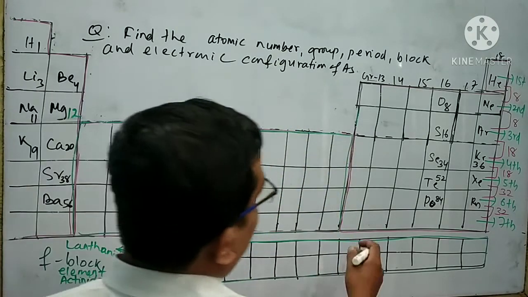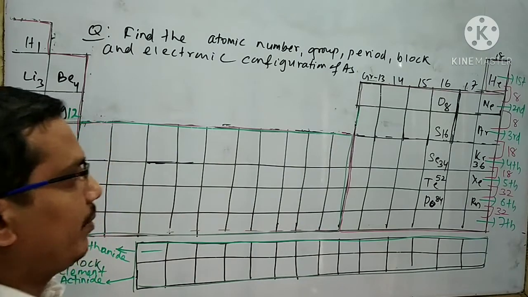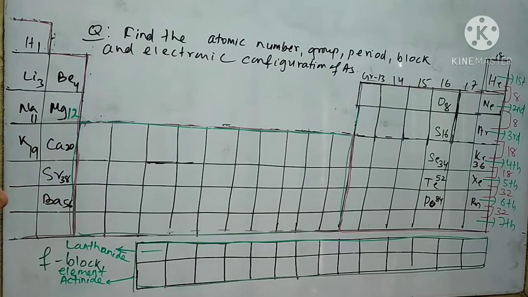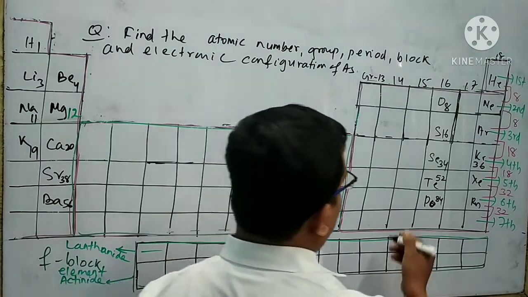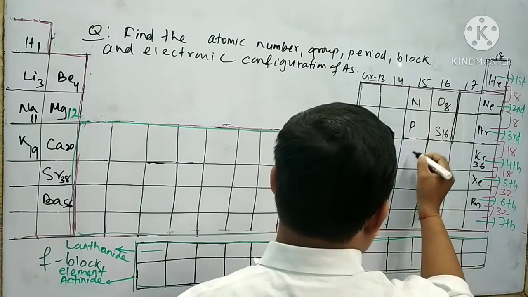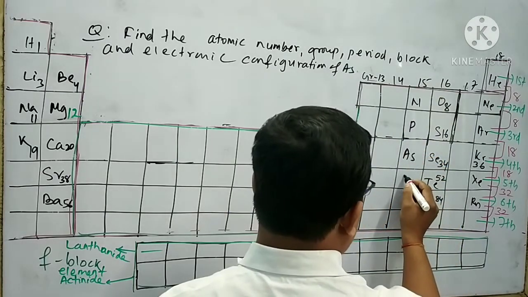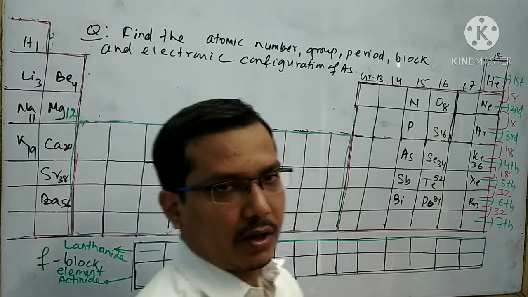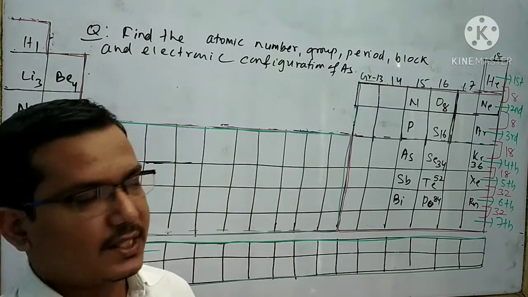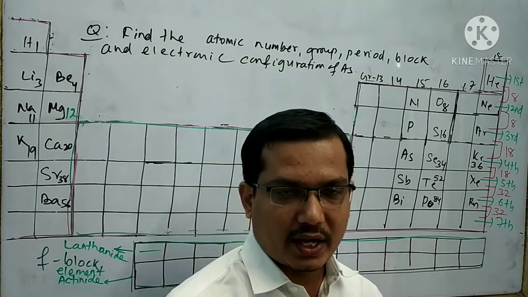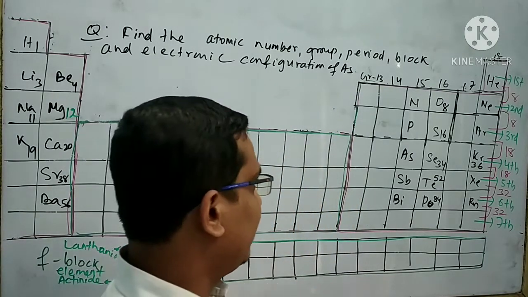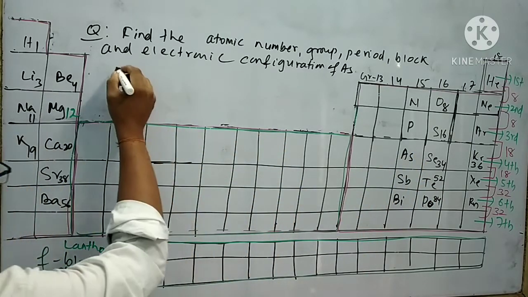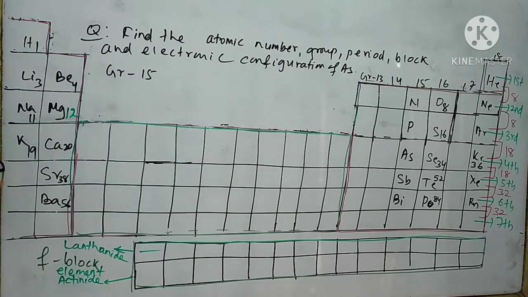Arsenic is present in group 15. For group 15, the trick is Nai Padosi, Asaji Sevi, Dhikari. So the group 15 elements are nitrogen, phosphorus, arsenic, antimony, bismuth. From the trick for group 15, we can find the group in which arsenic is present. The group in which arsenic is present is 15.